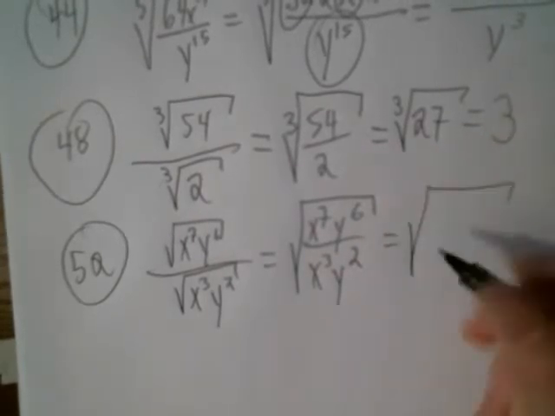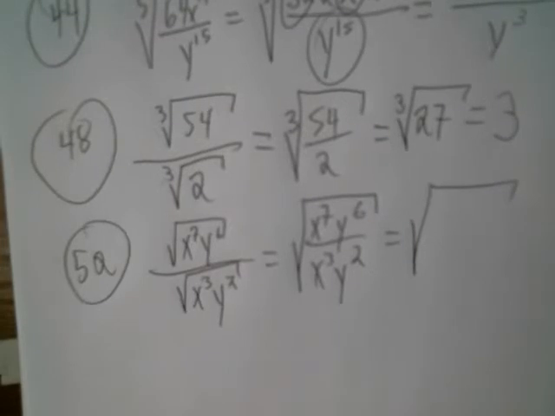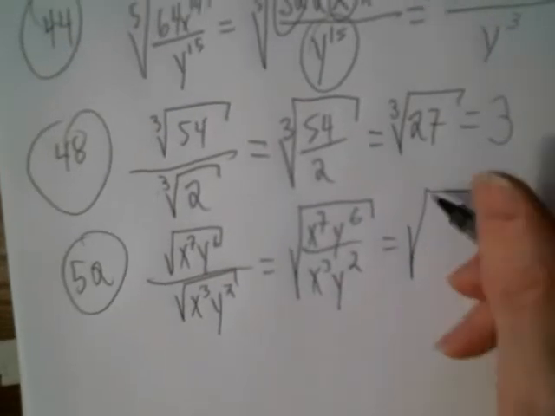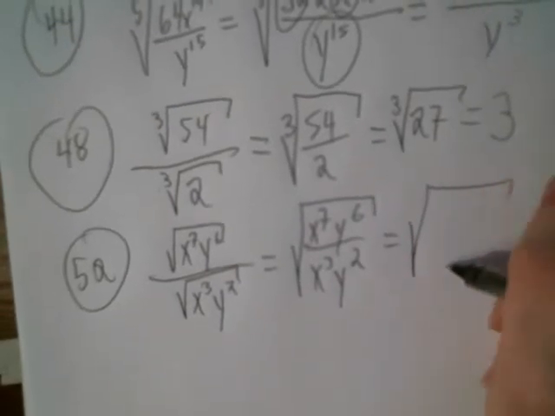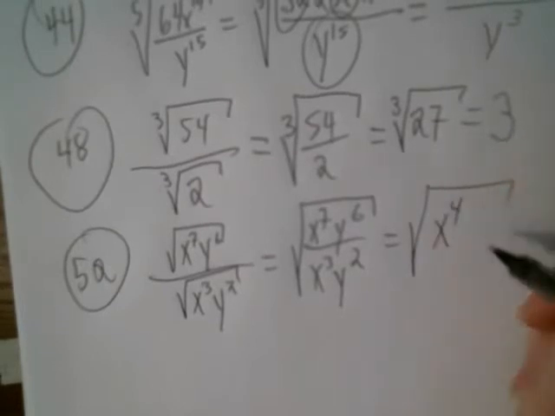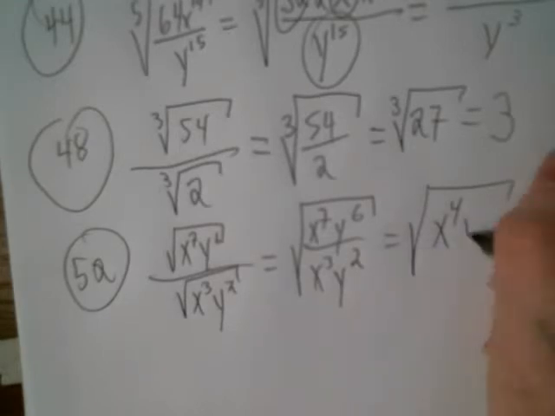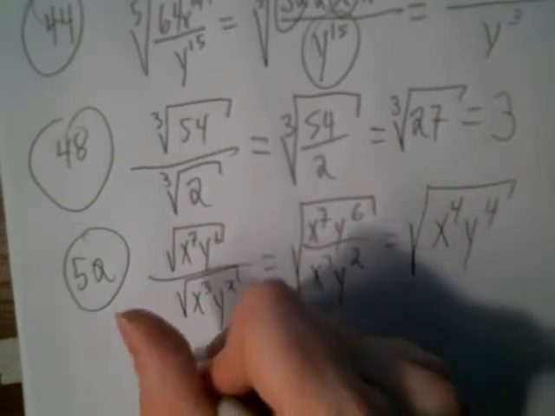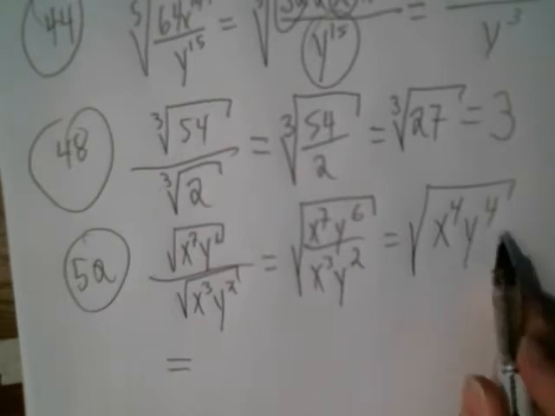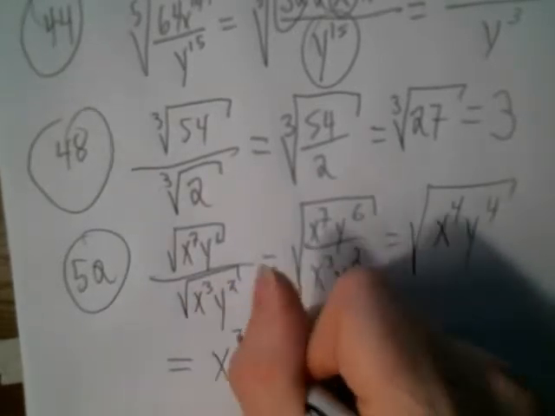Simplifying, so you're subtracting exponents when you do division. x to the 7 over x to the 3 is x to the 7 minus 3, which is x to the 4th. This one will be 6 minus 2, so y to the 4th. And then both of those are perfect squares, so you just divide their exponents by 2, end up with x squared, y squared.